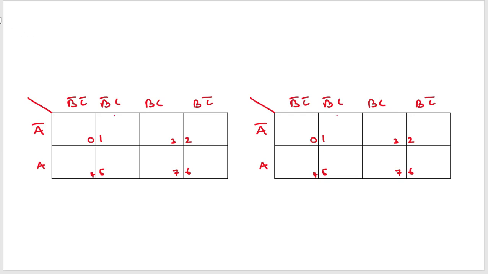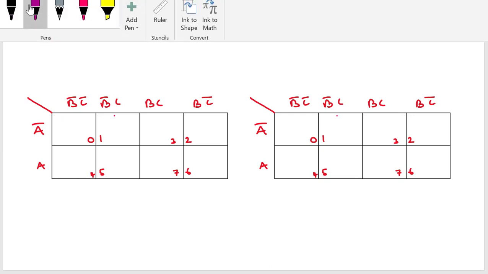Let's take one more example. Sigma m 0 1 2 5 6 7. So we'll try to fill the minterms.